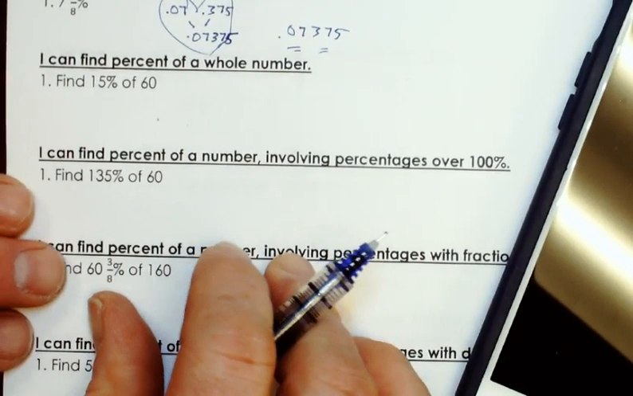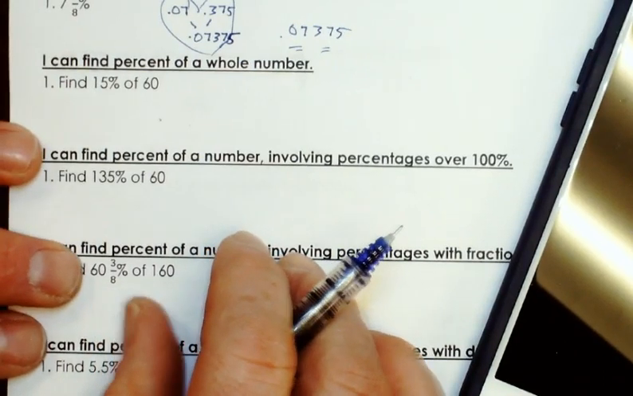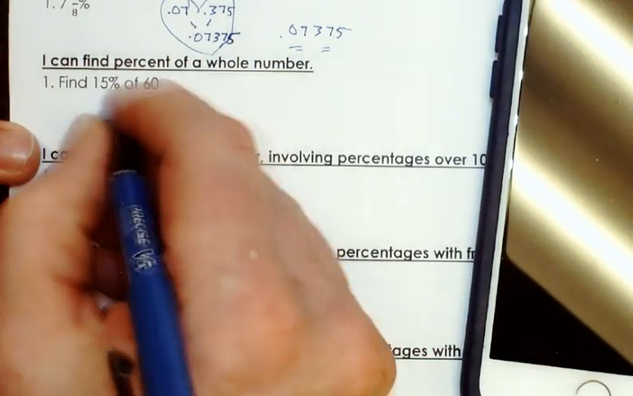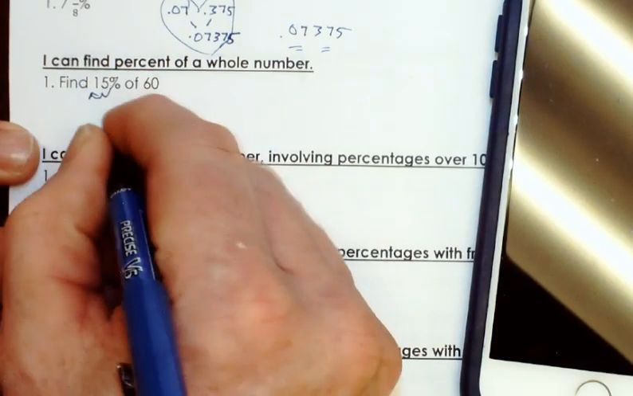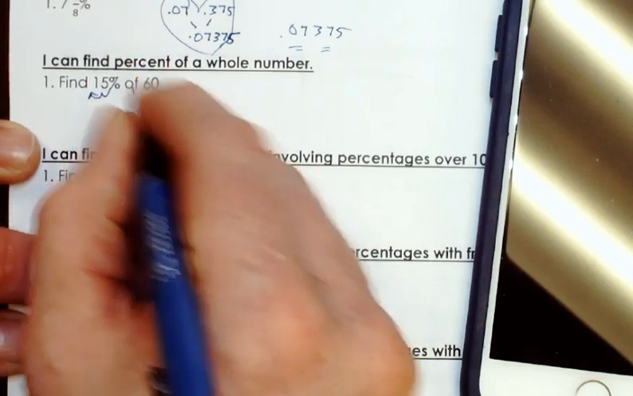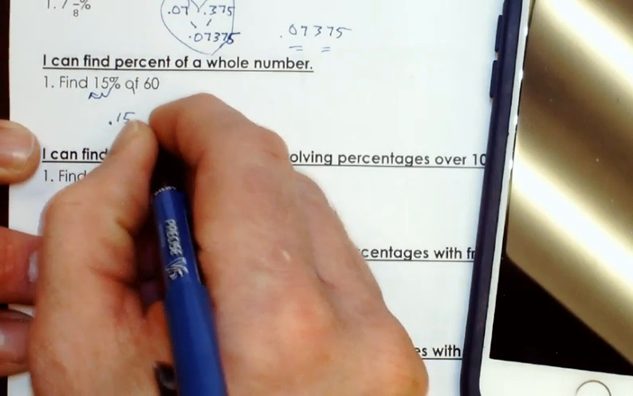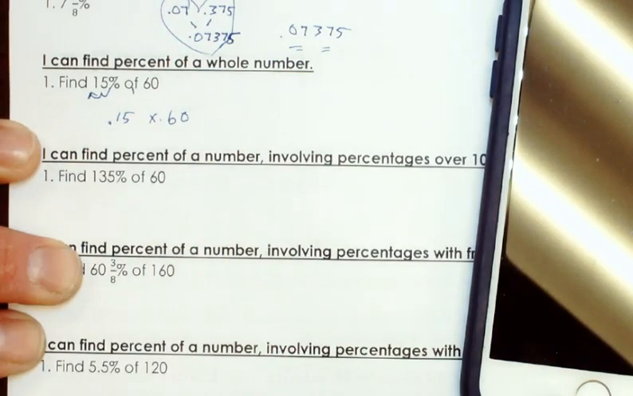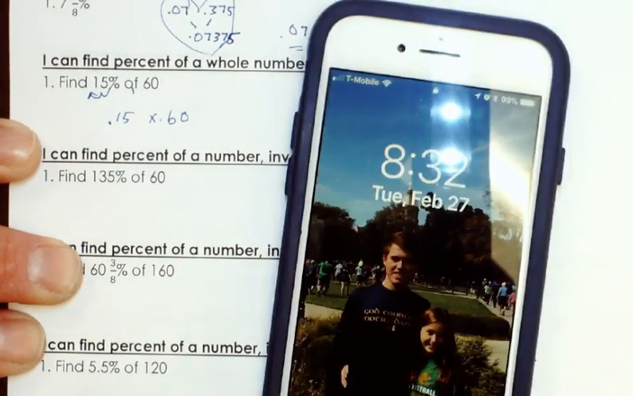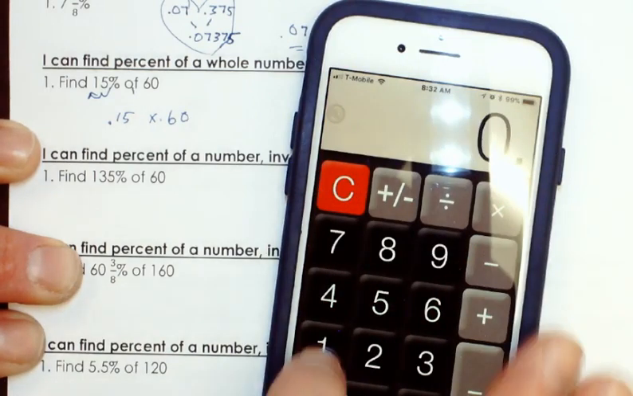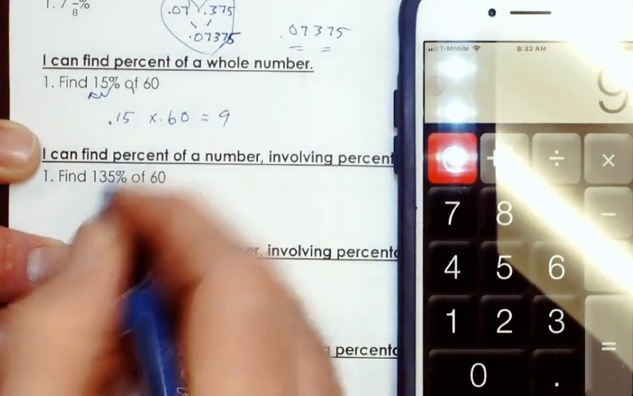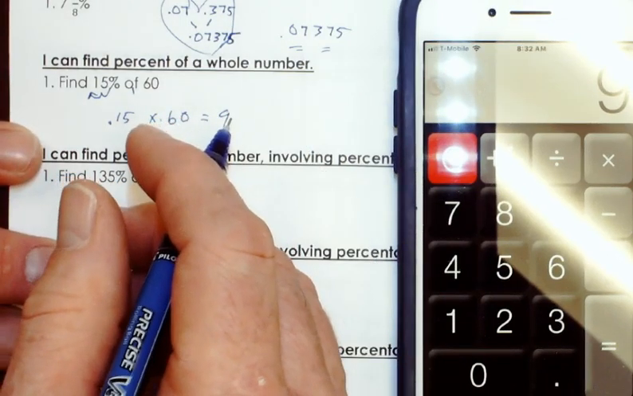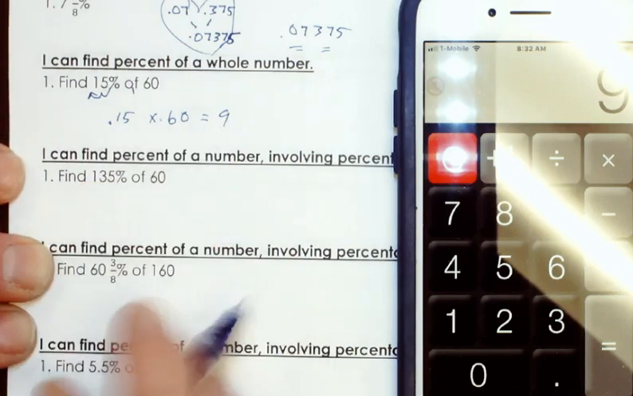All right, so now we have to find 15% of 60. Well, you certainly can box these up, and I'm going to talk about that in a little bit longer, but you can also just think about 15% as a decimal. 15% as a decimal is just 0.15. The word of means multiply, so 0.15 times 60. We don't have 100% of 60. 100% of 60 would be 60. We only have 15%, so 0.15 times 60 gives us 9. And that makes total sense because it's not 100%. It's not even 1/4. It's 15%.